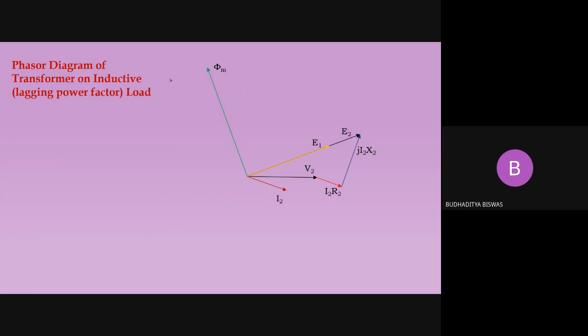Now, after we draw phi, we need to find the applied voltage across the primary winding. The applied voltage is not V1, because we supply V1 at the input of the transformer. This V1 is not fully applied across the winding. Some voltage drops across the primary resistance, and some drops across the primary reactance.